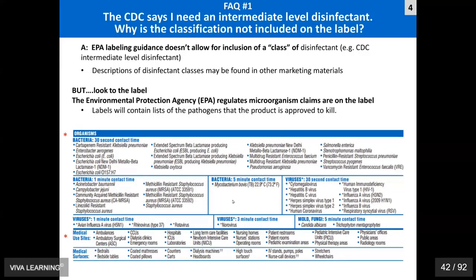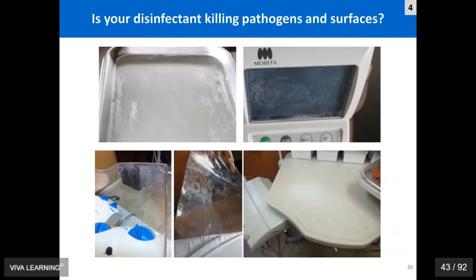It says here, this particular product, it says bacteria, 5-minute contact time, Mycobacterium bovis. Remember, it says TB. That's the surrogate organism. So I look at this label, I see that it kills Mycobacterium bovis. I know it is what the CDC would consider an intermediate level disinfectant. Hope that makes sense, because I want you to start looking at the labels. And again, that's why these slides are available after the fact, so you can look at this a little closer if you're not getting all the details I'm providing here.